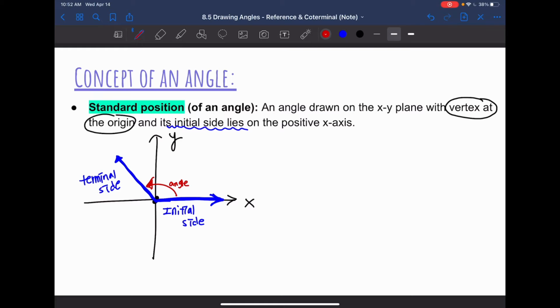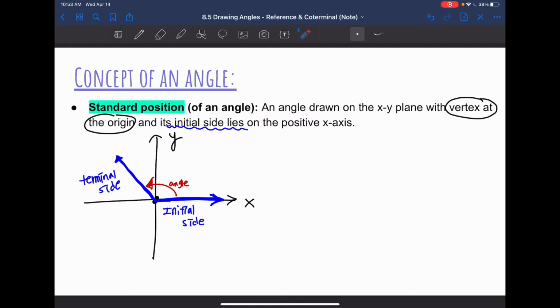And this is the standard position that we are talking about in math or algebra too. So we have an angle on the xy plane with vertex at the origin, right? And the initial side has to be on the positive x-axis. It cannot be on the y-axis. It cannot be on the negative x-axis. It always has to be the positive x-axis. And terminal side, it doesn't really matter where, but always initial side on the positive axis, and we have to start at the vertex, which is the origin. So this is the standard position, right?